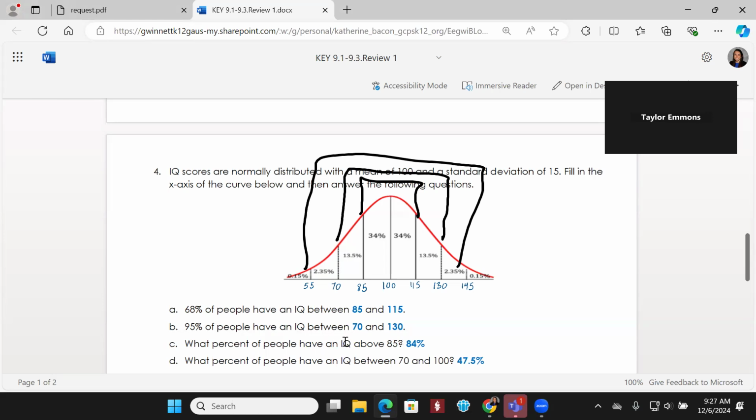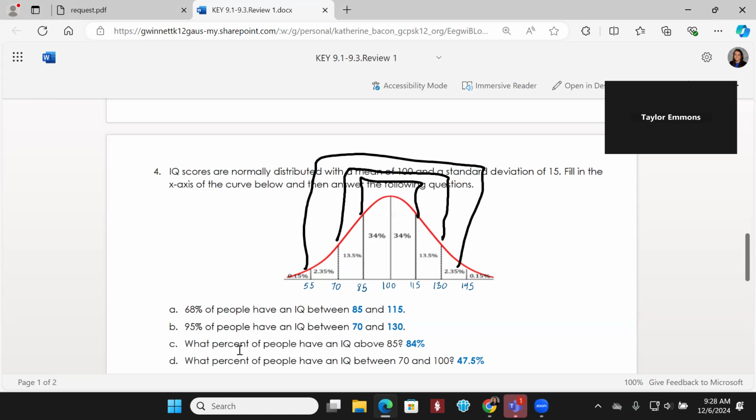What percent of people have an IQ above 85? So we're going to go to 85, and then we're going to add up all these percentages. That's how we get 84%. Are there any questions on this one? Like, don't get this one wrong, respectfully.